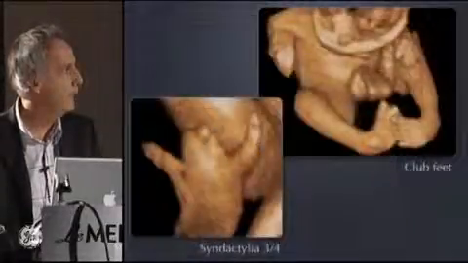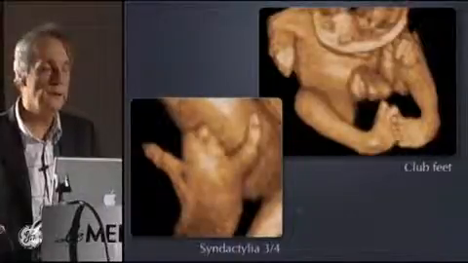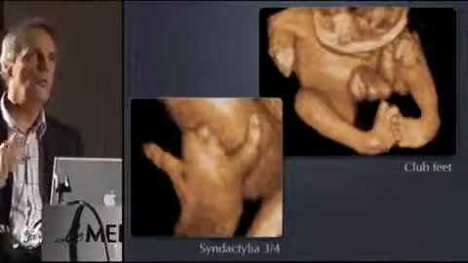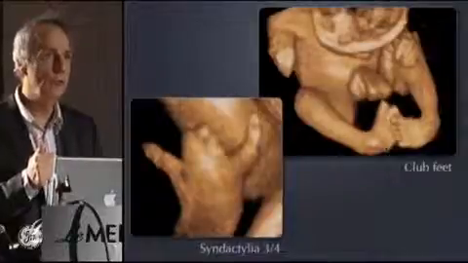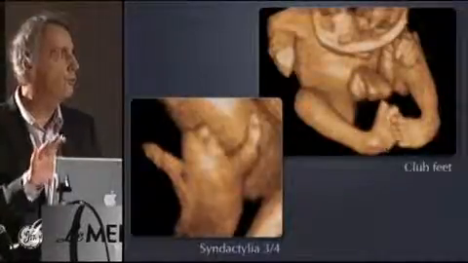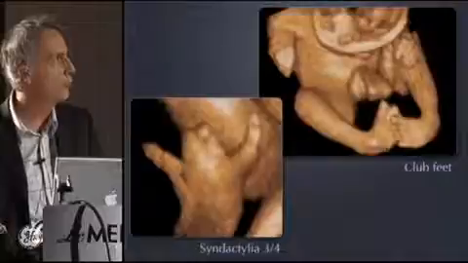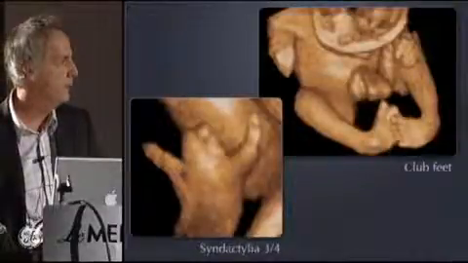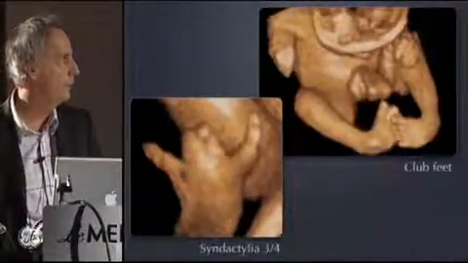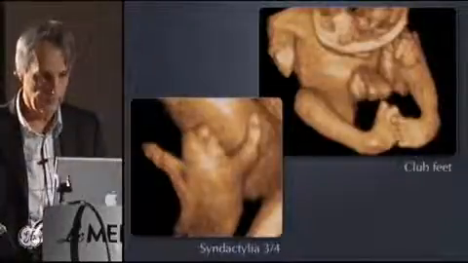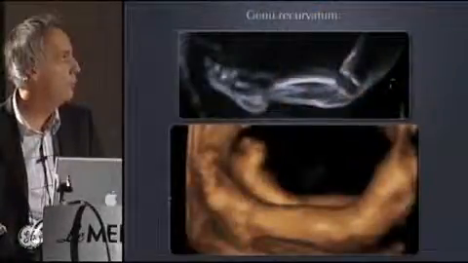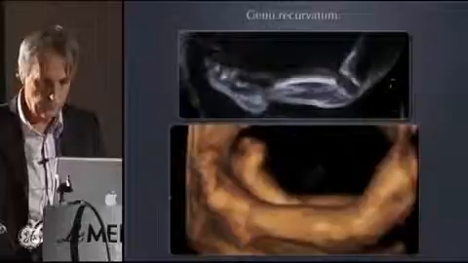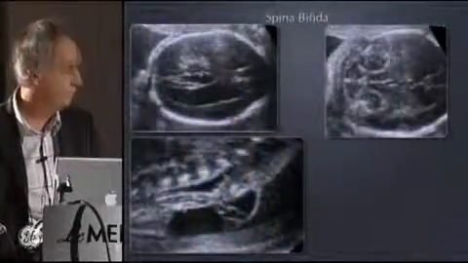And limbs, club foot. It is really difficult with only 2D to show one club foot, and you cannot put the two club feet on one picture. On 3D you can do it. And this was the syndactyly of fingers 3 and 4. A genu recurvatum. A case of spina bifida.